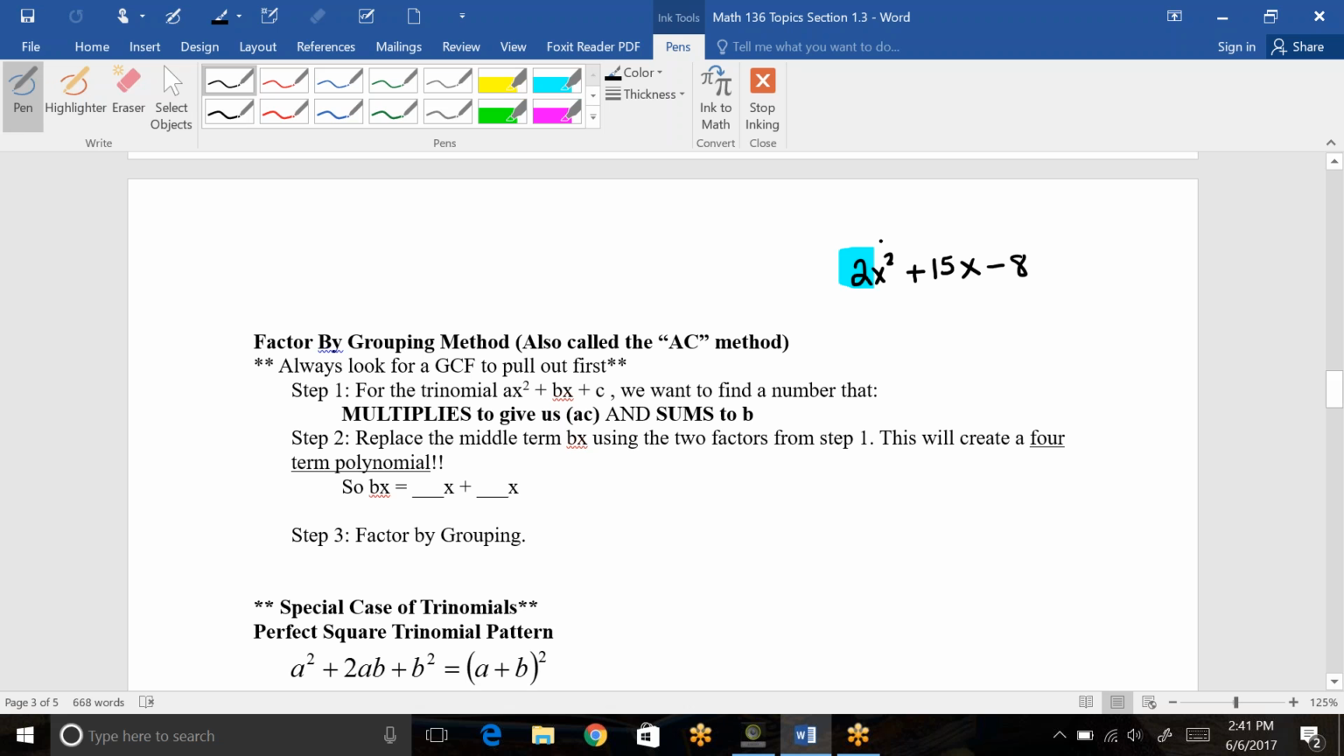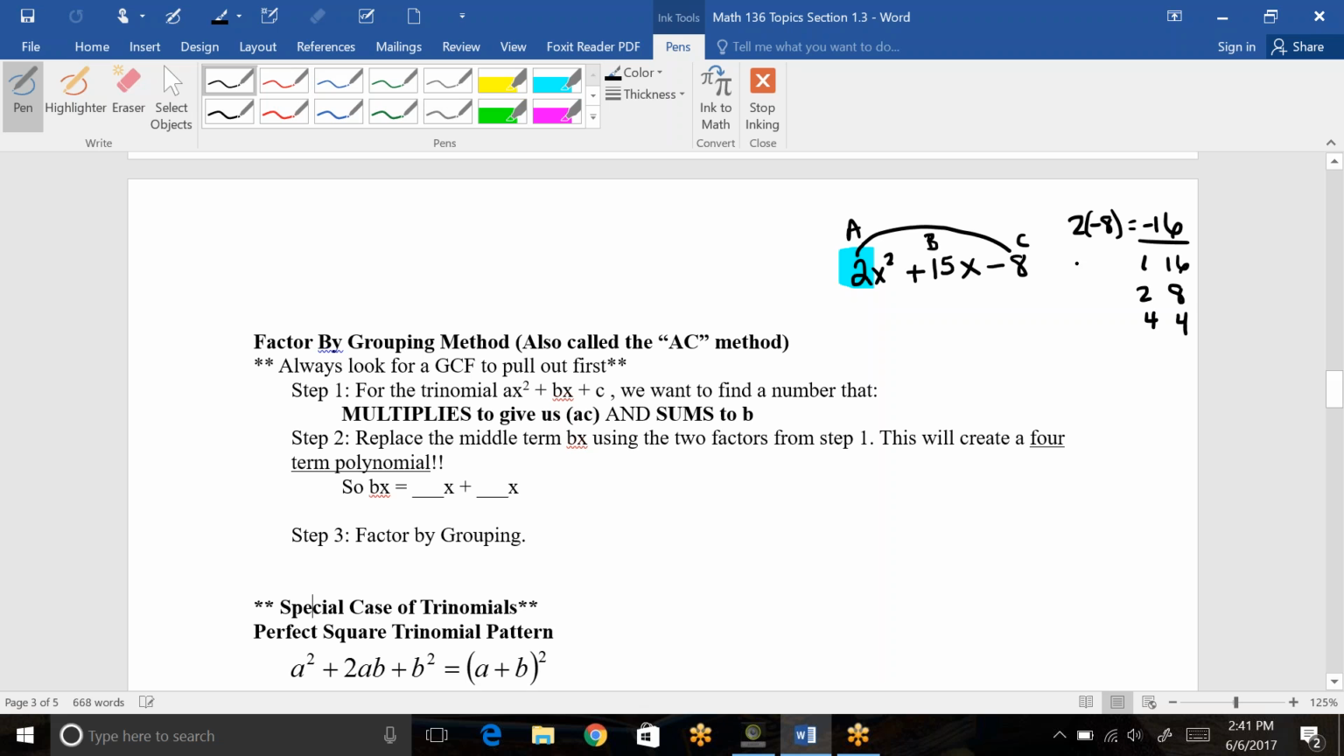So if there's not a 1 in front, we do what's called the AC method. This is called the A term, this is the B term, and this is the C term in a trinomial that is quadratic. So we multiply A times C together. So 2 times negative 8 is negative 16. You list factors of 16, which is 1 and 16, 2 and 8, and 4 and 4.